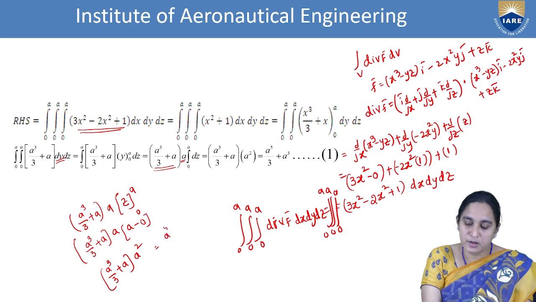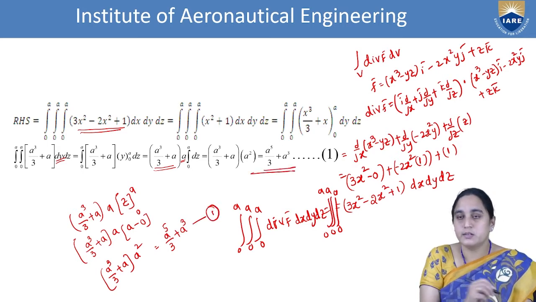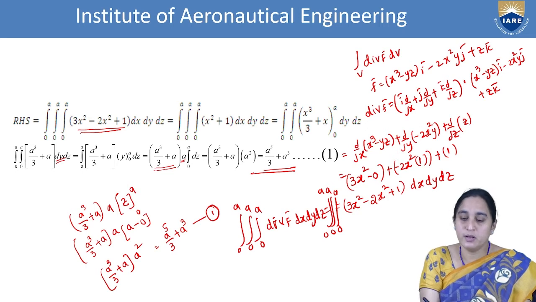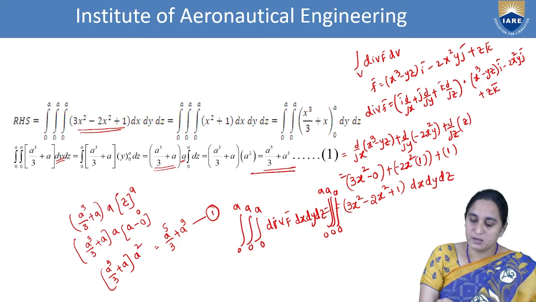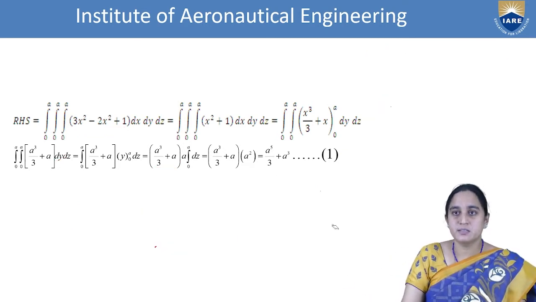A power 5 by 3 plus a cube. Let us take this as the first equation. From the Gauss Divergence Theorem, first I'll calculate the RHS part, that is the volume integral formula, integral over V of divergence of F bar dV. The value is A power 5 by 3 plus A cube. Okay, next. From the Gauss Divergence Theorem, the RHS part is over.